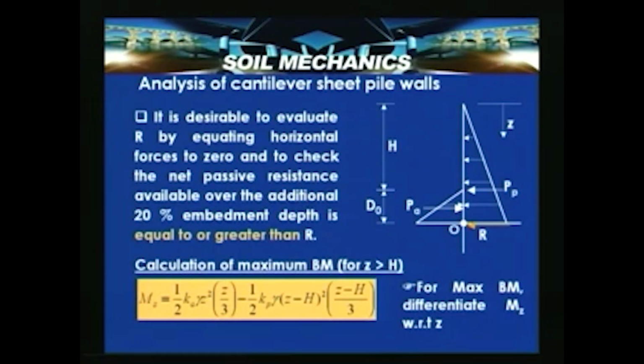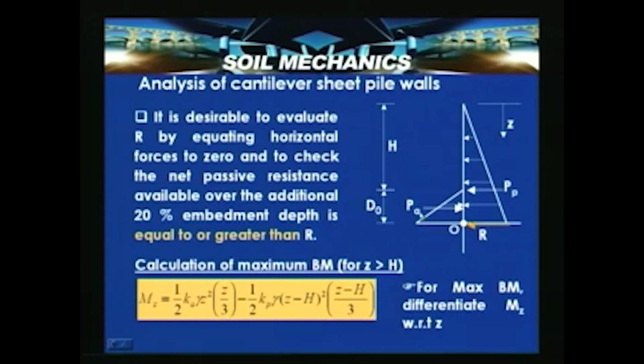In the further analysis of the cantilever sheet pile walls, it is desirable to evaluate R by equating horizontal forces to 0 and to check that the net passive resistance available over the additional 20% embedded depth is equal to or greater than R.